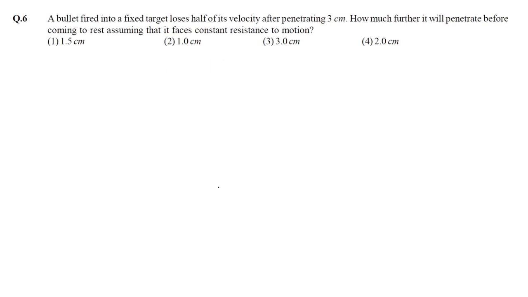A bullet fired into a fixed target loses half of its velocity after penetrating 3 centimeter. So how much further it will penetrate before coming to rest, assuming that it faces a constant resistance to motion. So just imagine that this is the target, okay, and here is the bullet.